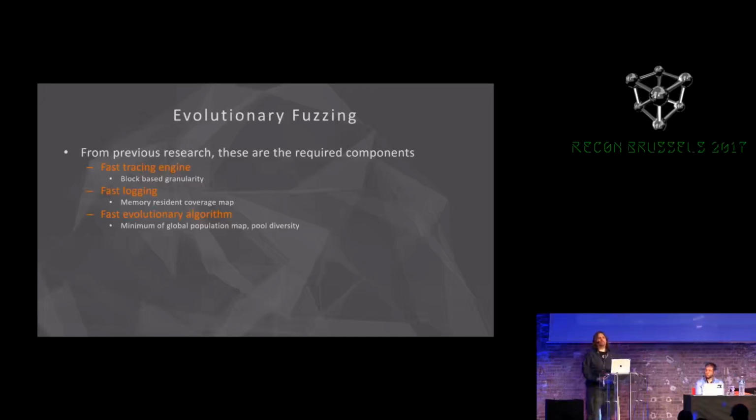Up until Intel Processor Trace, it was actually faster to use software-based tracers, things that would do dynamic binary instrumentation using DynamoRIO or PIN or something like that. So now we have this fast tracing engine. That's great. We need fast logging, which is something that we get out of the design of AFL.